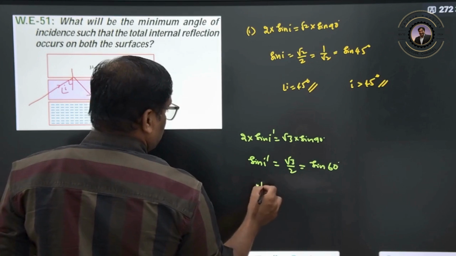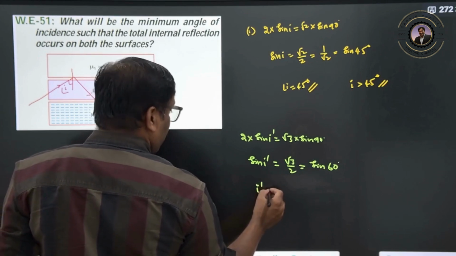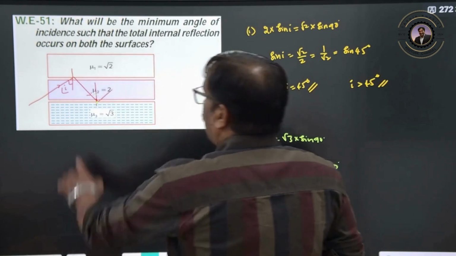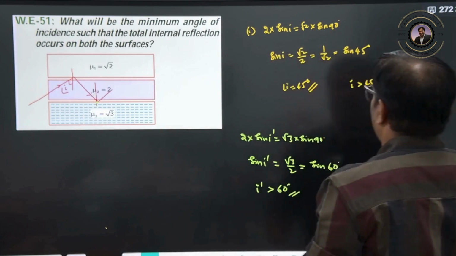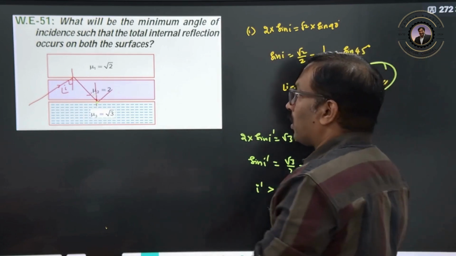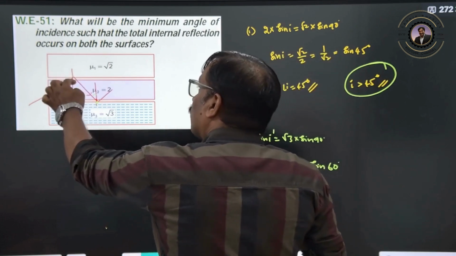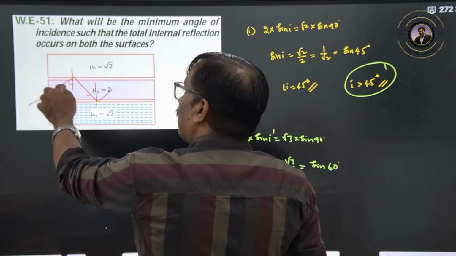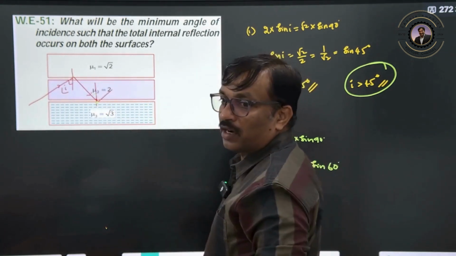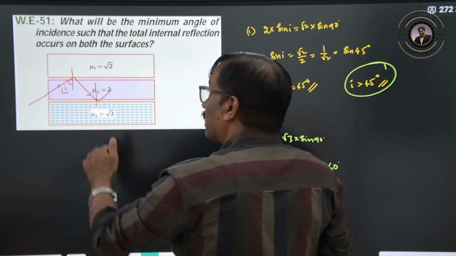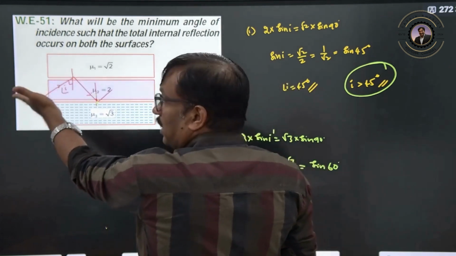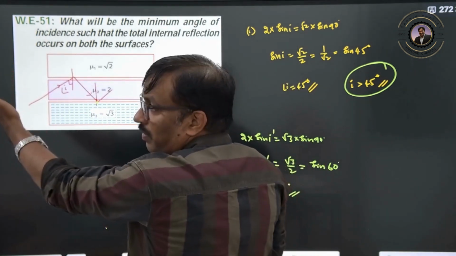So, i dash should be greater than 60 degrees. Here most of the students will think that 45 degrees will be the answer. No. Why? Because here 45 degrees is there, more than 45 degrees everything will be there. Even if it is 45 degrees, it will not undergo total internal reflection on this one. Why? Because this requires more than 60 degrees. But here also 60 degrees is there, because it should be more than 45 degrees.